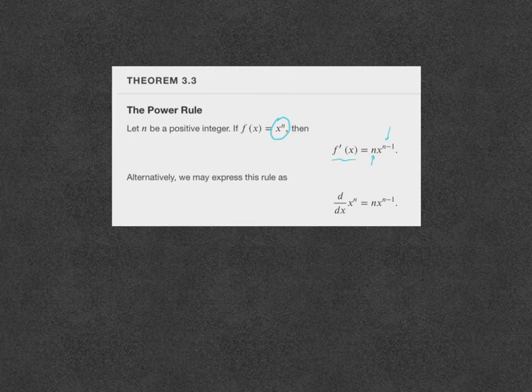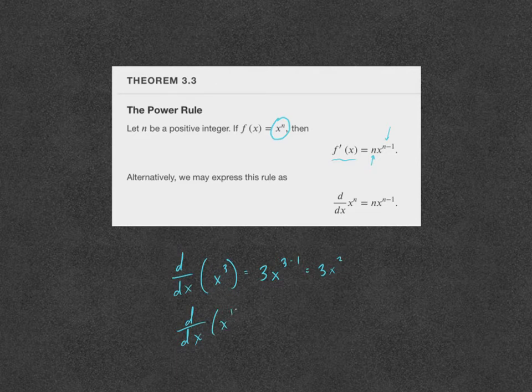A couple quick examples: if I take the derivative of x to the third power, the 3 comes down, and the exponent gets decreased by 1. So the derivative of x cubed is 3x squared. Or the derivative of x to the 10th power is 10 comes down, x to the 9th power, since 10 minus 1 is 9. Okay, so that is our power rule.